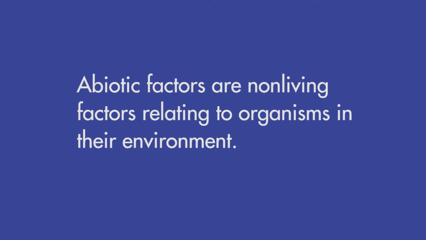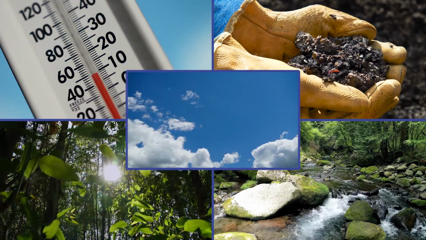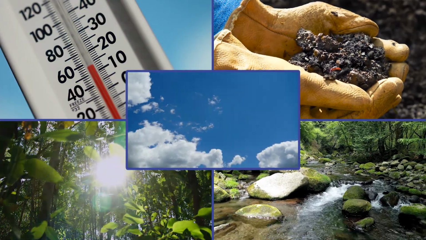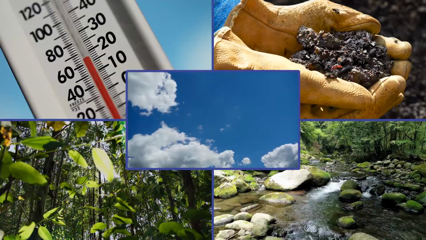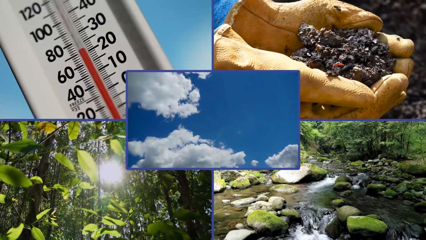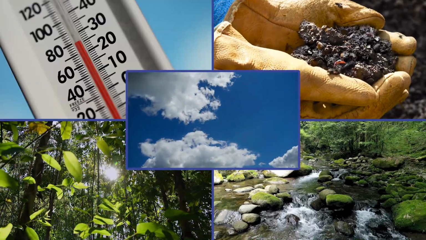Abiotic factors are non-living factors relating to organisms in their environment. Some examples of abiotic factors are temperature, soil composition, water, sunlight, and atmosphere. In a previous lab, we looked at some of the biotic factors in 5 different ecosystems. In this lab, we will examine an important abiotic factor, water.